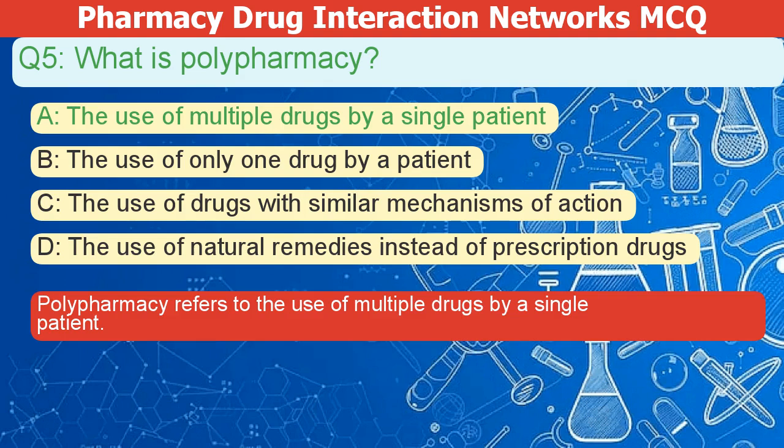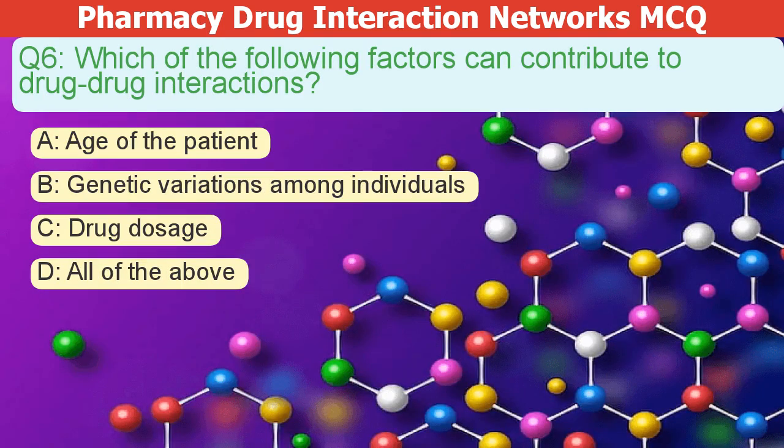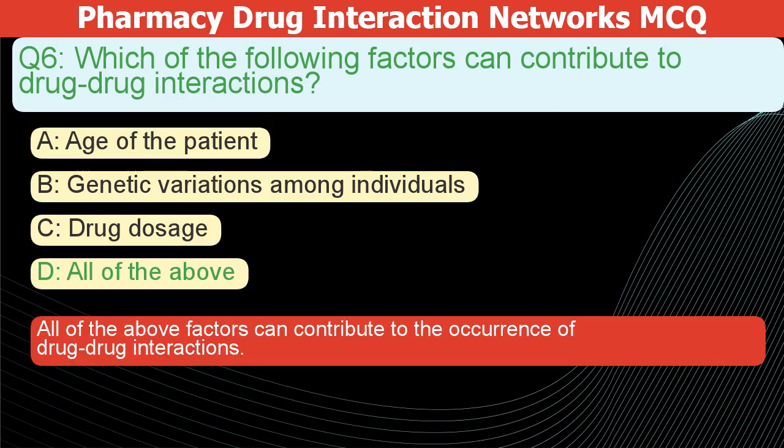Polypharmacy refers to the use of multiple drugs by a single patient. Which of the following factors can contribute to drug-drug interactions? A. Age of the patient. B. Genetic variations among individuals. C. Drug dosage. D. All of the above. The correct answer is D.